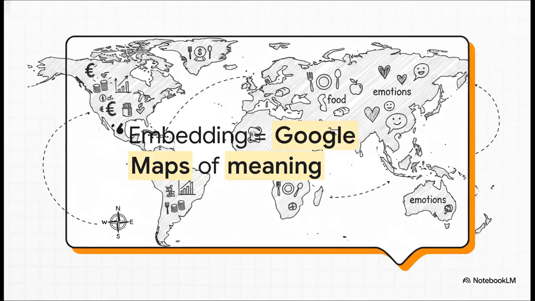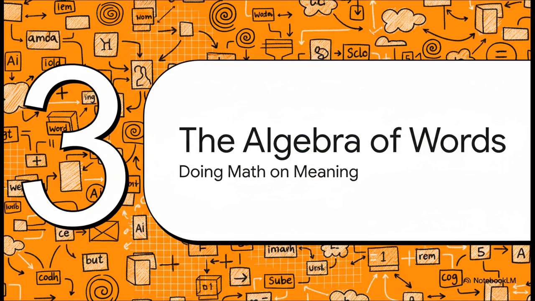Honestly, this is the perfect way to picture it. It's like all the words about finance are clustered together in one country on this map. All the words for food are in another. And all the words for emotions, they have their own little continent. It's literally a Google Maps of meaning. Now, if you thought a map of words was cool, get ready for this. Because once words are just coordinates on a map, we can do something truly astonishing with them. We can actually do math on them.